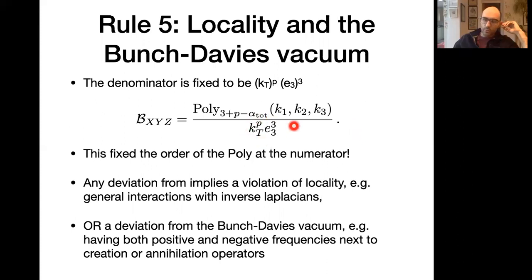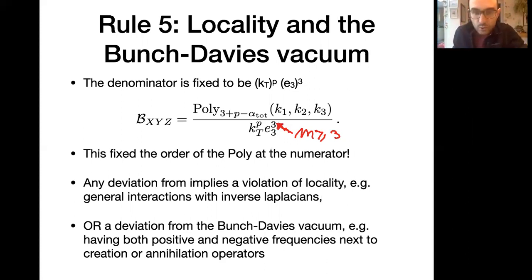Locality says that the denominator, that before I wrote as a generic polynomial, is not any polynomial. You can write a random polynomial, but then the theory is non-local. But if you want the theory to be local, what you should be writing is this object, where this exponent in general is m, which has to be bigger than or equal to 3. But in the simplest models, such as those relevant for single field inflation, that exponent is going to be 3. But in general, that exponent could be bigger than 3.